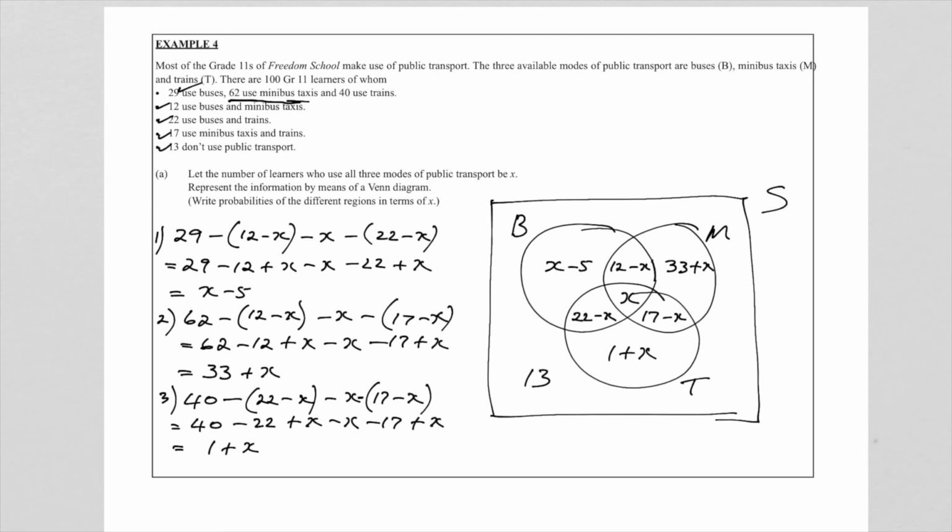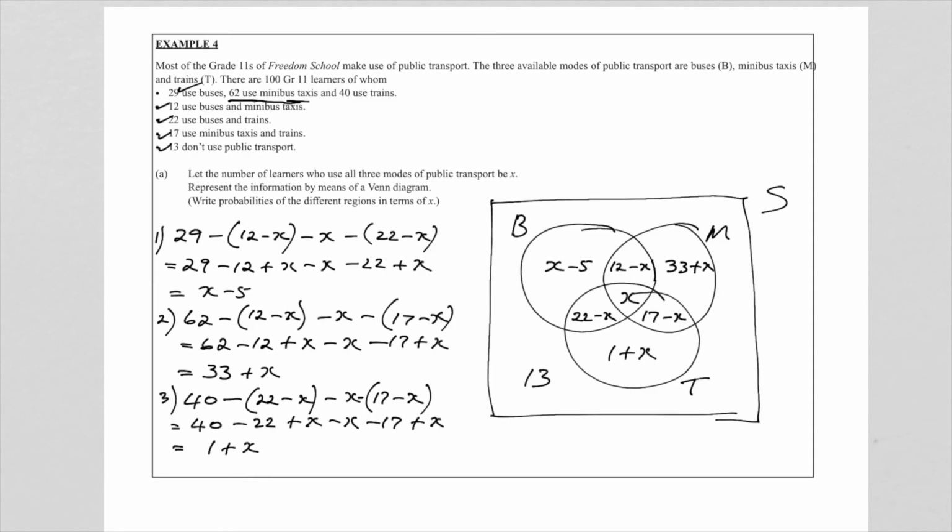And this is then 1 plus x. So now we are finished with this Venn diagram. But as you can see, we've done it in x. So you can now already expect that in the next question, they're going to ask us to find x. So let's see if that is the case. In this question, they ask us to solve for x. Now, how will we solve for x?